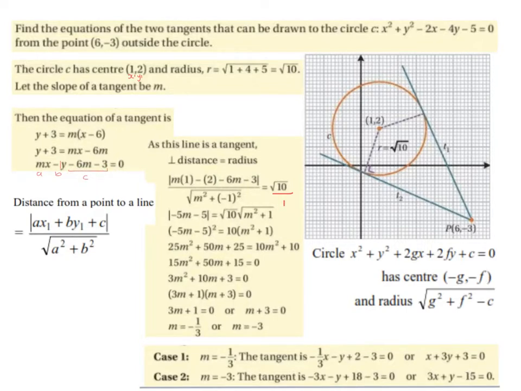So what we have to do is swap the m's for minus a third, and then separately swap them for minus 3. So when m is equal to minus a third, the tangent is minus a third x minus y plus 2 minus 3 is equal to 0, which we can simplify to x plus 3y plus 3 is equal to 0. Or when we have m is equal to minus 3, we get the tangent to be minus 3x minus y plus 18 minus 3 is equal to 0, which simplifies to 3x plus y minus 15 is equal to 0. So these are our equations of the tangents.